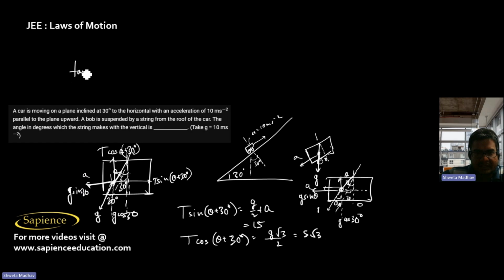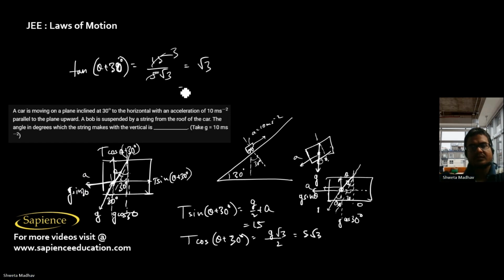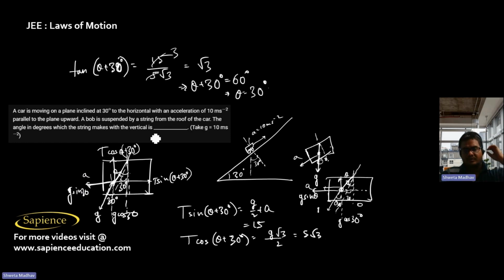Therefore, we can say that tan theta plus 30 degree will be equal to 15 by 5 root 3. So 5 3 is 15. So it is root 3. So theta plus 30 degree is equal to tan inverse root 3, which is 60 degree. So therefore, theta will be equal to 30 degree. So it makes an angle 30 degree with the vertical. So 30 degrees is the answer.